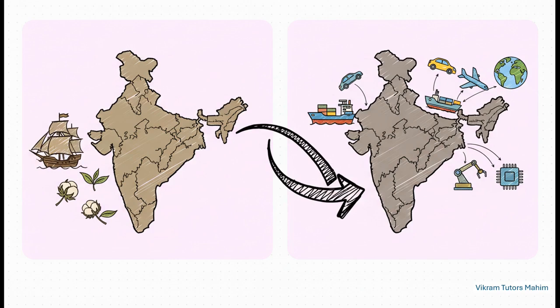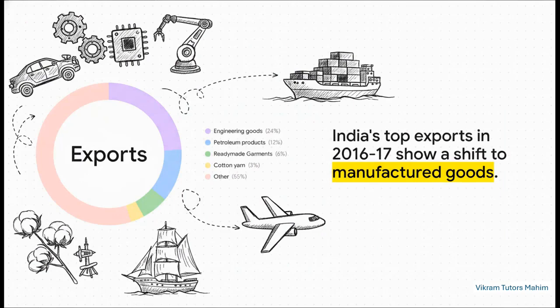But look at the situation now. It has completely flipped on its head. Today, India is a major exporter of complex, manufactured goods, and it imports the heavy machinery and things it needs to keep its own industries humming. It's a night and day difference. And this chart right here, it just screams transformation.